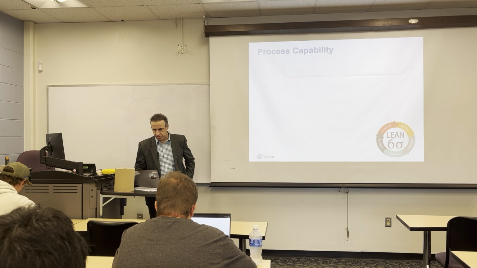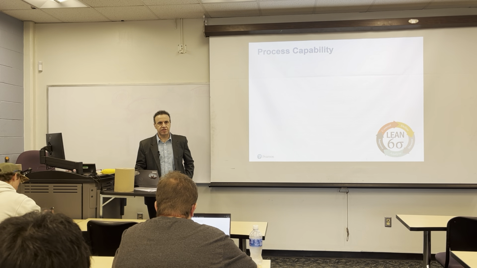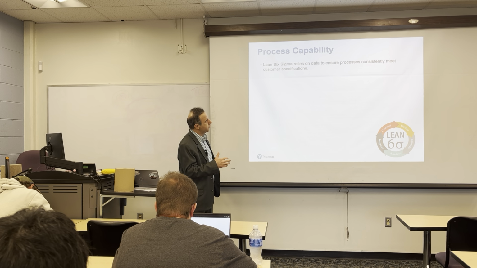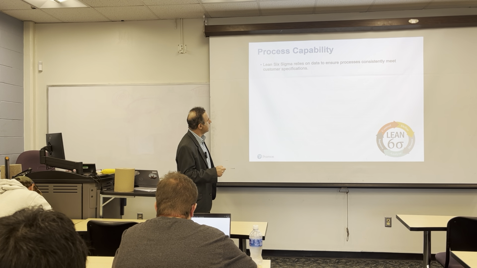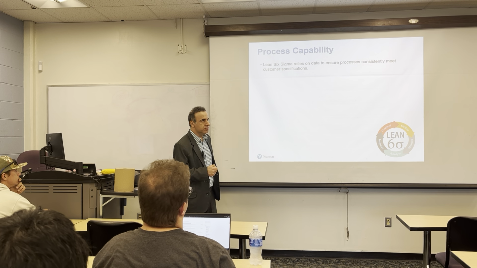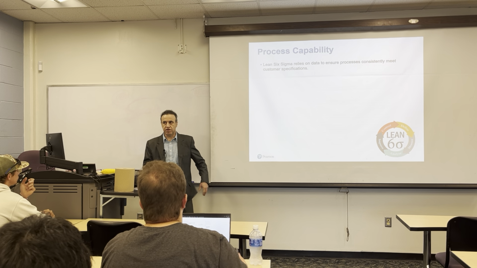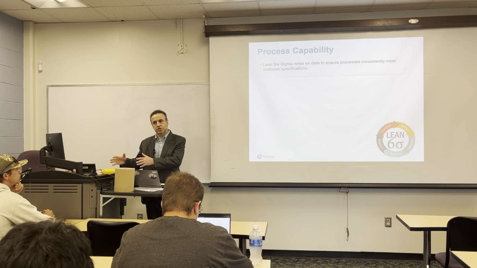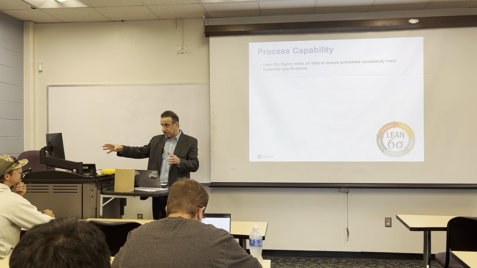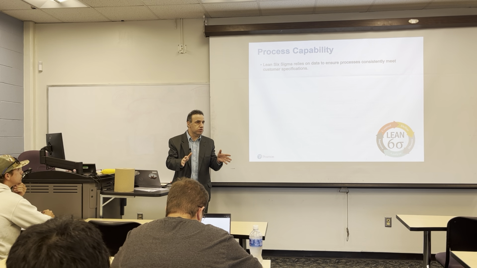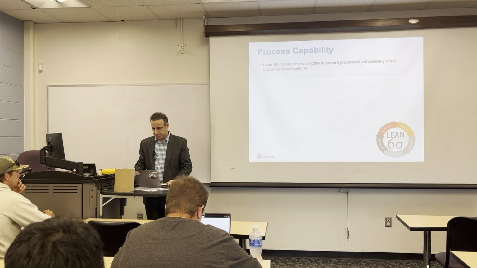So process capability. Lean Six Sigma uses the data, right? It uses data to make sure the process is consistently going to meet the customer specification. Okay, so we have a process and then customer specification, whether your process is going to meet that specification or not. Sometimes your process is good, but it's not aligned with the customer, right? So that is a problem.